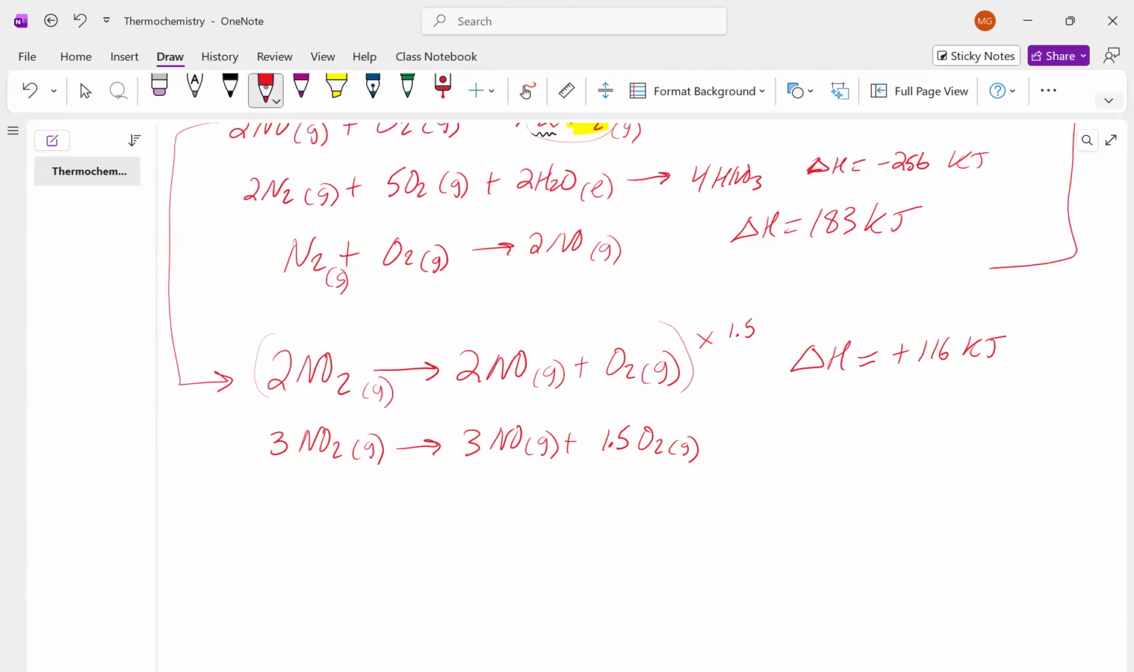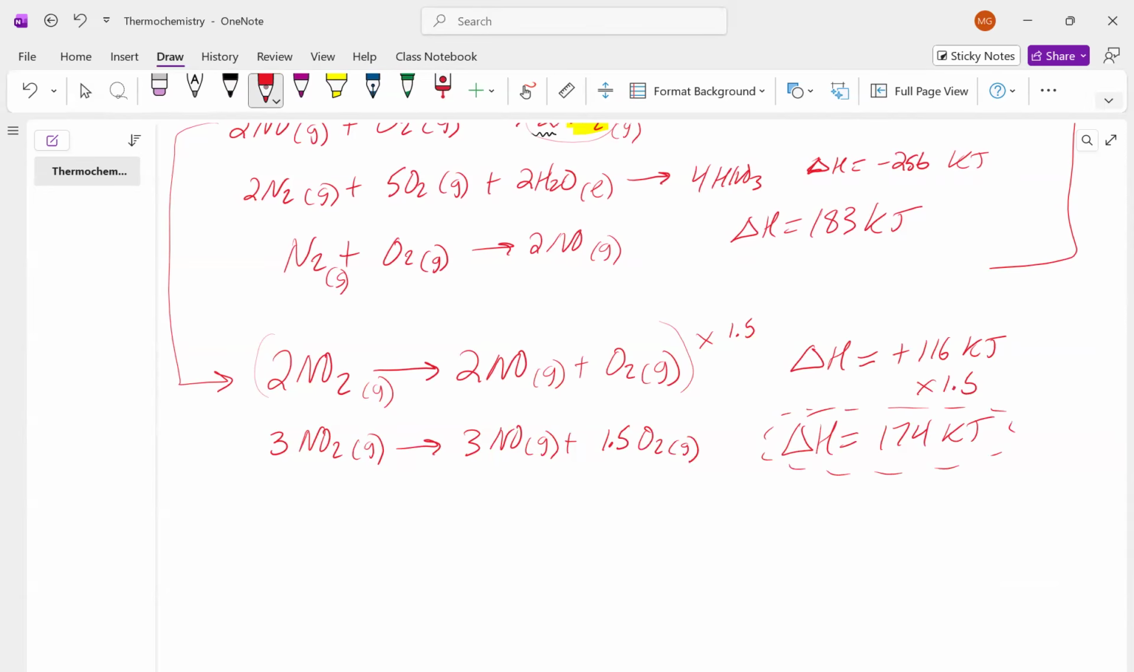Now, what do you think I should do? If I multiply the moles or those coefficients by 1.5, what should happen to my delta H there? I'm going to multiply it by 1.5. So that comes out to 174 kilojoules. Now I'm going to put a little circle around that because I don't want to lose track. I'm going to come back to that eventually.